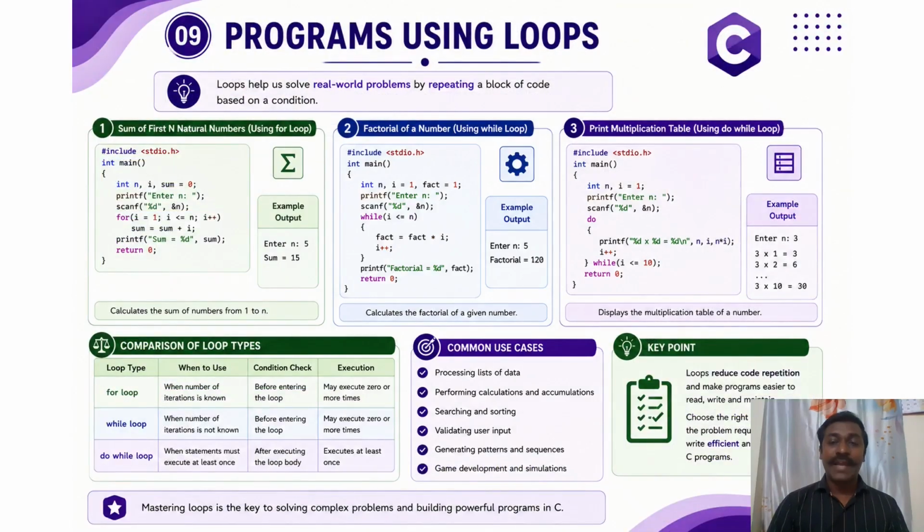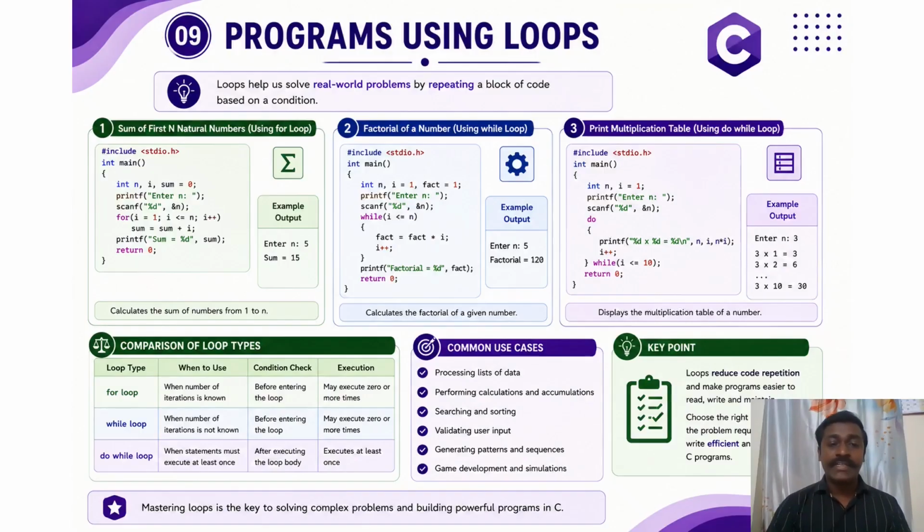It is a sentinel value we can give. So programs using loops to find the sum of the first n natural numbers, the factorial of a given number, and to print multiplication tables, all these things we can do using loops. Now the comparison of loop types: when to use which, when to check the condition, and how each is executed.